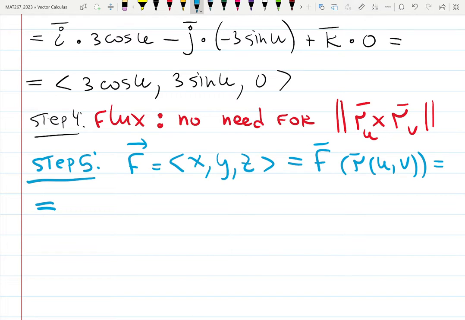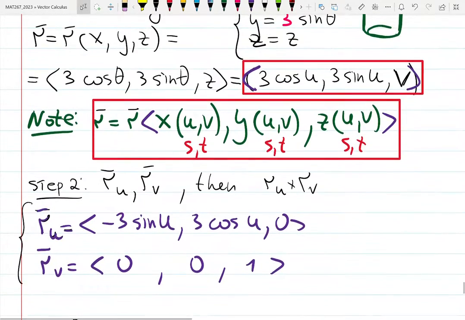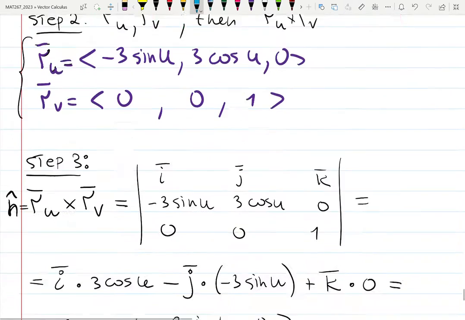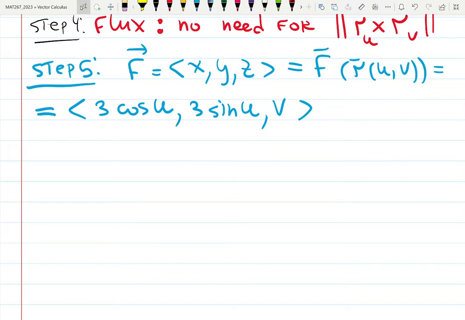F will be, this one is easy. We just need to plug in X, Y, Z. So X is 3 cosine U. Y is 3 sine U, and Z is V. Wow, that was lots of work. No, it was not. I basically just copy pasted this. See, that box was very important. In this case, I copy paste, but if everything is squared or square root multiplication, then it will be harder.